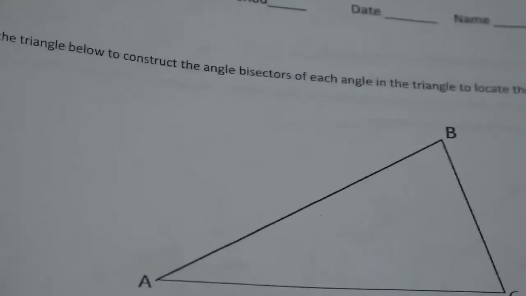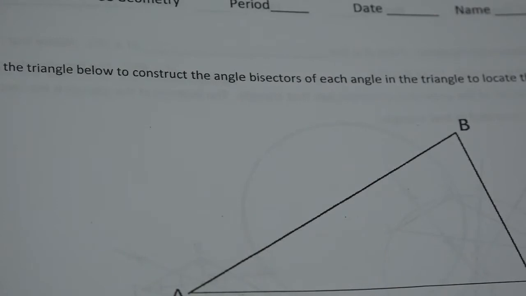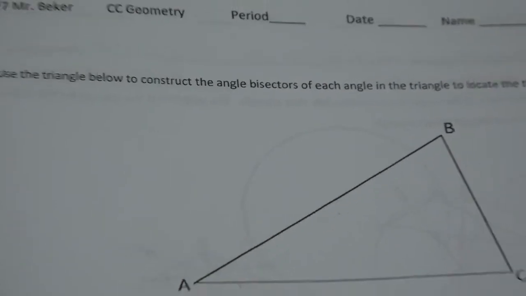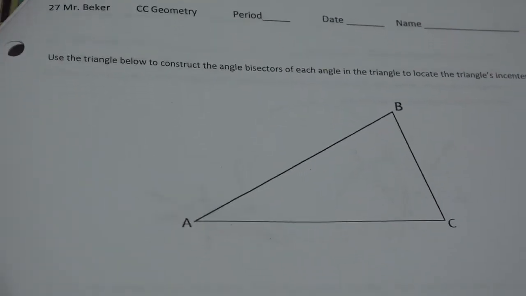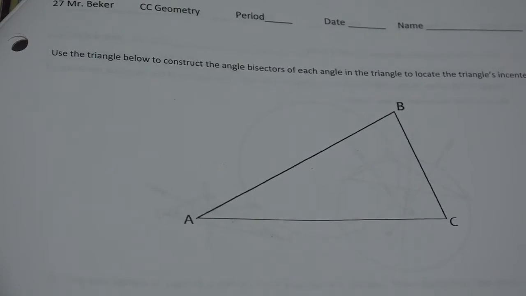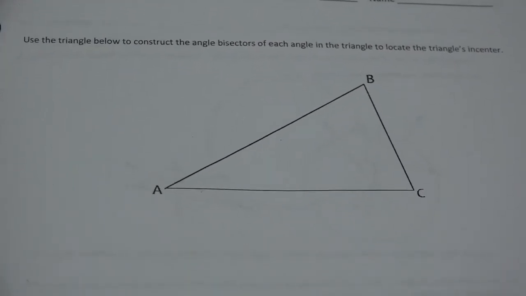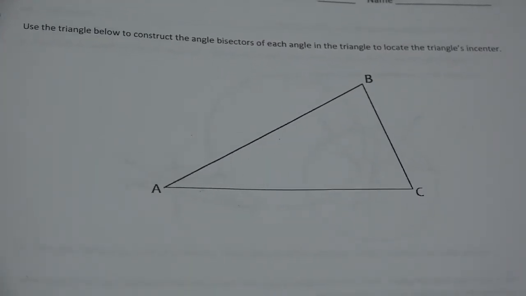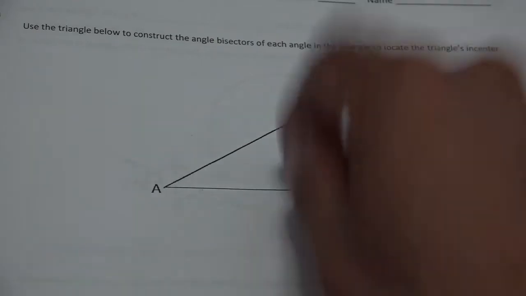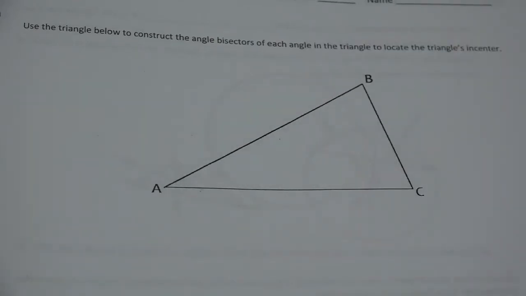Okay, this is a chicken of another farm. So, this problem says, use the triangle below to construct the angle bisectors of each angle in the triangle to locate the triangle's incenter. Oh gosh, they're talking about incenter and they haven't even told us what it is. Well, I'm going to tell you right now. As the perpendicular bisectors have a point of concurrency called the circumcenter, the angle bisectors have the same thing. Okay? So, let's do it.